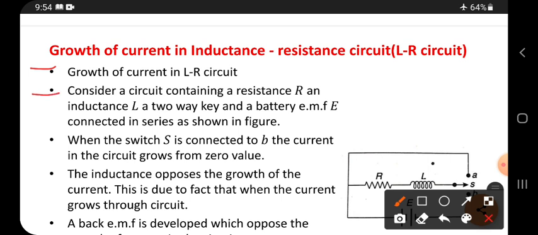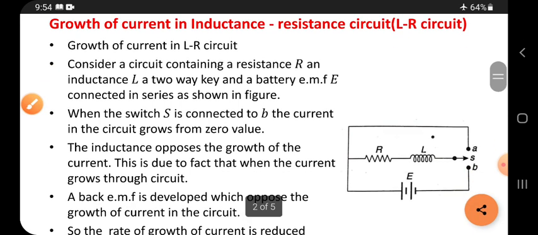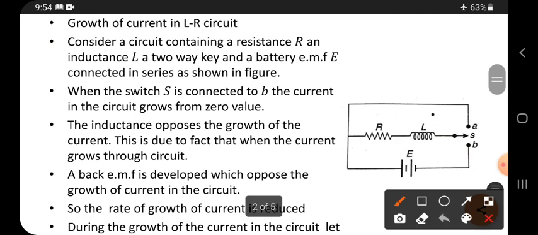Consider a circuit containing a resistance R, an inductance L, a two-way key and a battery of EMF E connected in series as shown in the figure. See here, there is a two-way key. So the switch S can be connected to A or S can be connected to B. That is why it is a two-way key. And here R and L are connected in series.